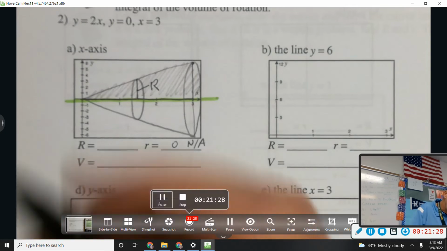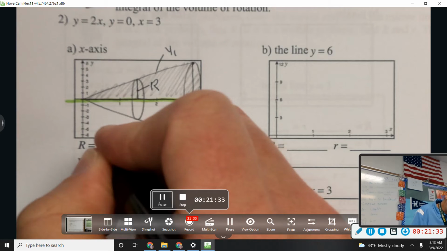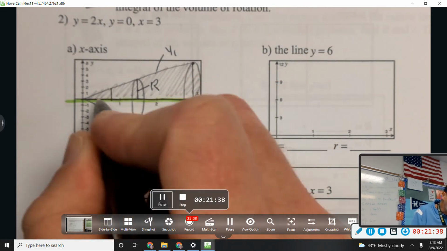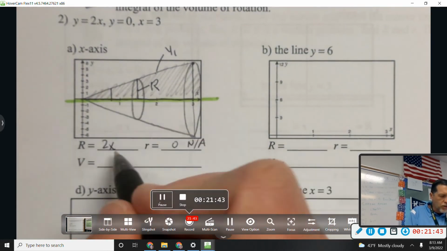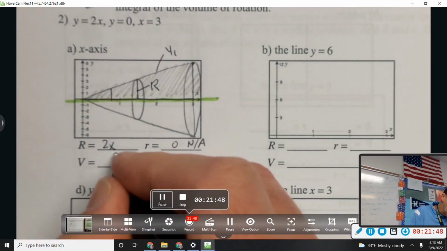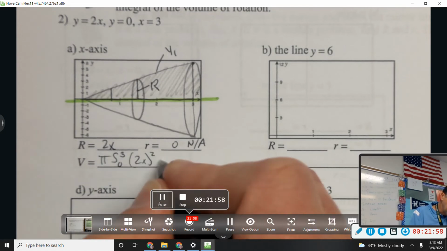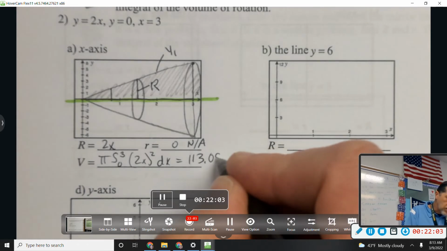So R is y1, which is 2x. It's also helpful to see or understand that big R is changing. Sometimes you'll have ones that don't change. But big R is changing, so it needs to be a function of x. As x changes, big R is changing. Integral from 0 to 3 of big R squared. So that would be 2x squared. Whoops, with a pi out front. dx. 113.097.